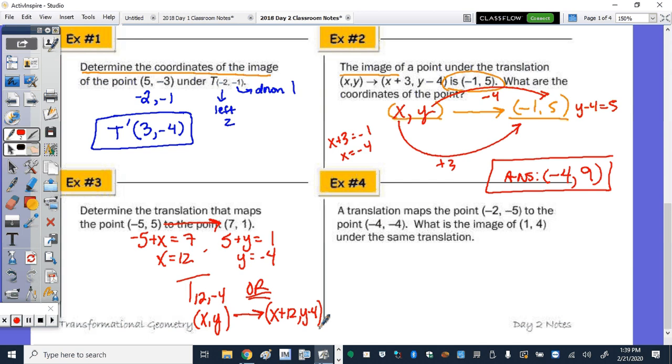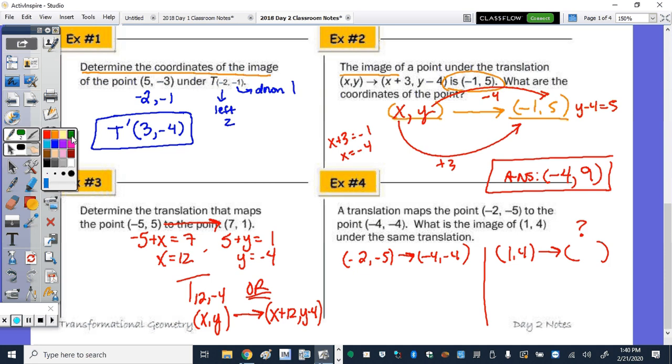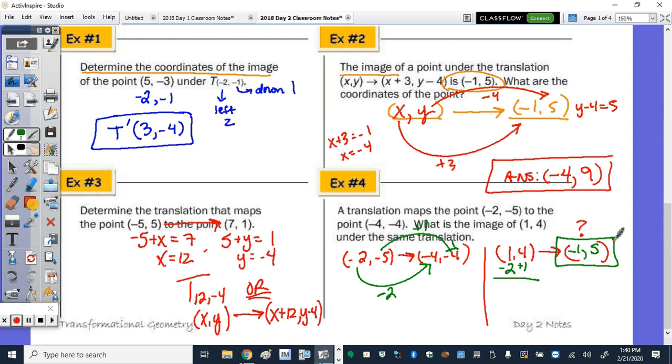A translation that maps the point, so we're going from -2, -5 to -4, -4. What is the image of 1, 4 under the same translation? Well, let's first see what we have to do. To go from a -2 to a -4, we must have subtracted 2. So subtract 2 here, and we get a -1. From a -5 to a -4, we must have added 1. So then add 1 here, 4 plus 1 is 5. So our answer is -1, 5.